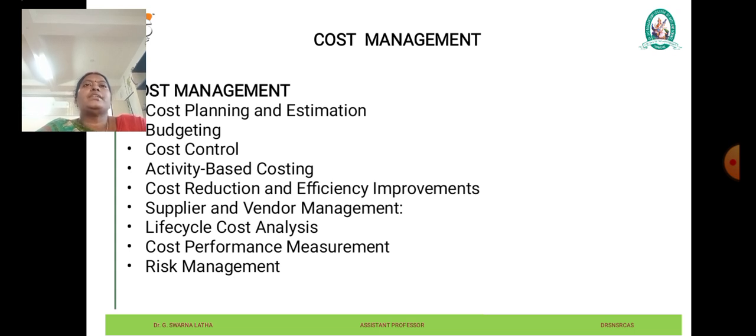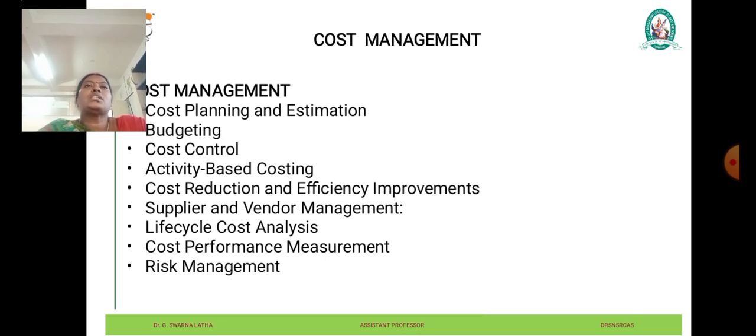Cost planning and estimation. Cost management begins with planning and estimating the cost associated with upcoming projects, products, or operations. This involves identifying cost components such as labor, materials, equipment, overheads, and other expenses, and estimating their quantities and prices based on historical data, market trends, and expert judgment.